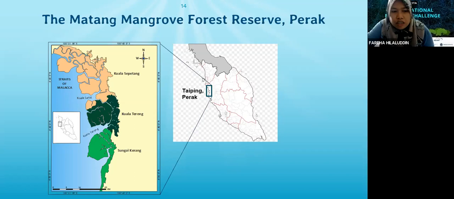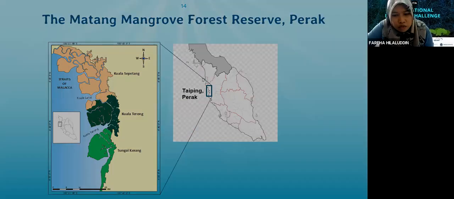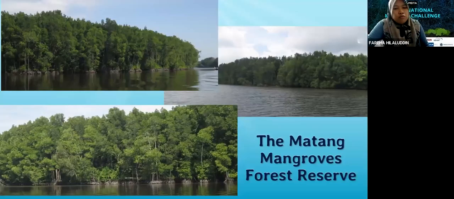Okay, so this is the overview of the Matang Mangrove Reserve, and actually the Matang Mangrove Reserve is the best managed mangrove forest in Malaysia, in Asia. You can see a very pristine area, large mangrove trees here.